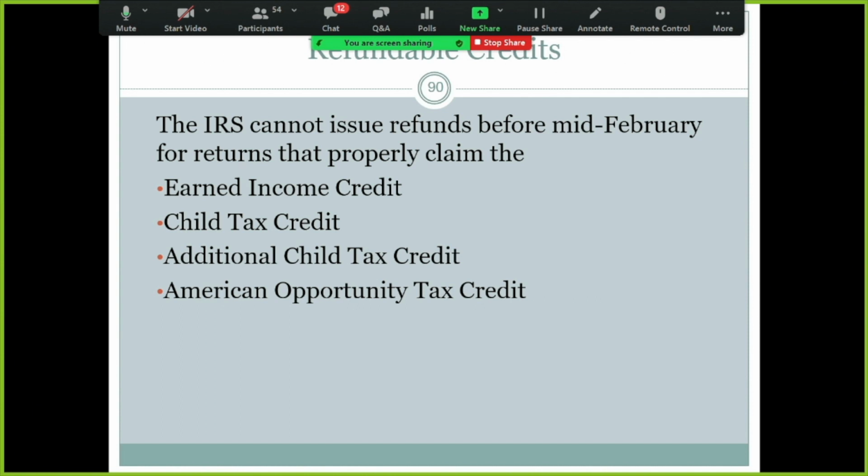So for these refundable credits, the IRS will not start issuing refunds before mid-February. So typically these individuals will probably start seeing their refunds in late February. This was passed a few years ago. So anyone that has any of these credits listed on their tax return, the IRS will start processing those mid-February. So the earned income credit, the child tax credit, the additional child tax credit, and the American Opportunity Credit. So they can start receiving their refunds again. It will be late February. The IRS has set a later date for when they will start processing these tax returns.